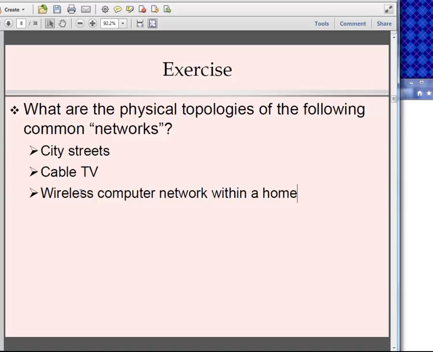Okay. So anyway, that concludes this part of the video discussing topologies. We'll come back to the later topics in a different video.